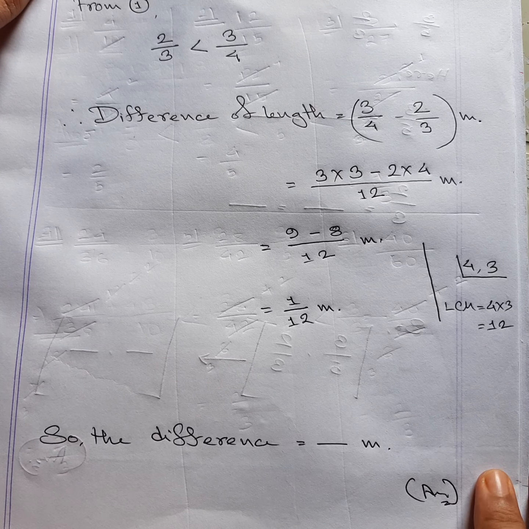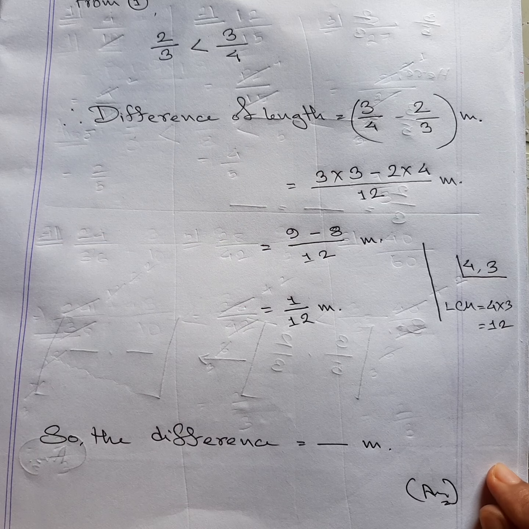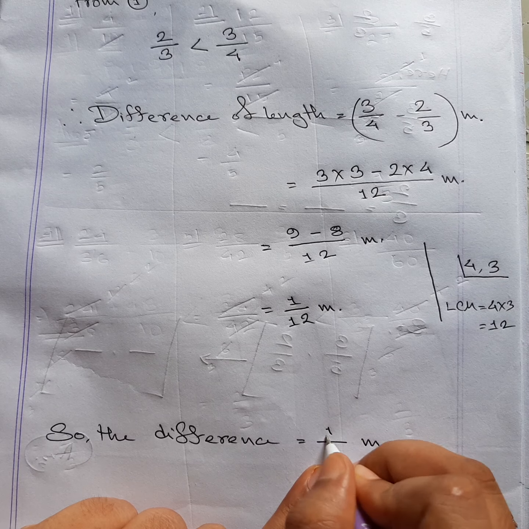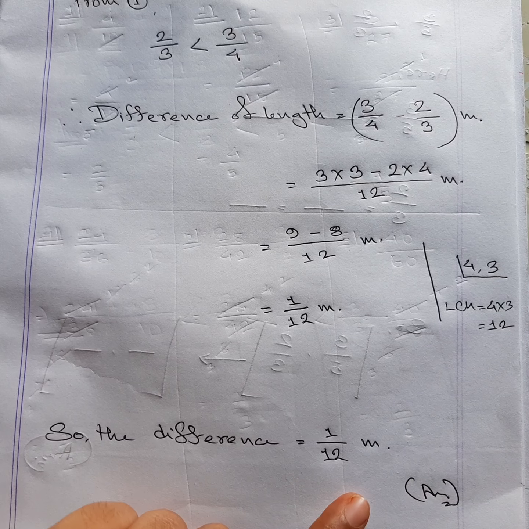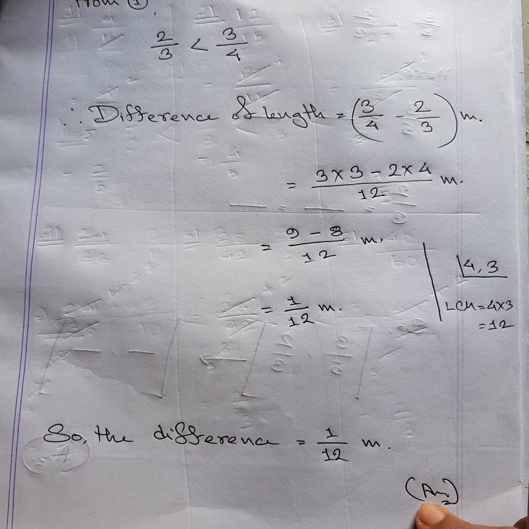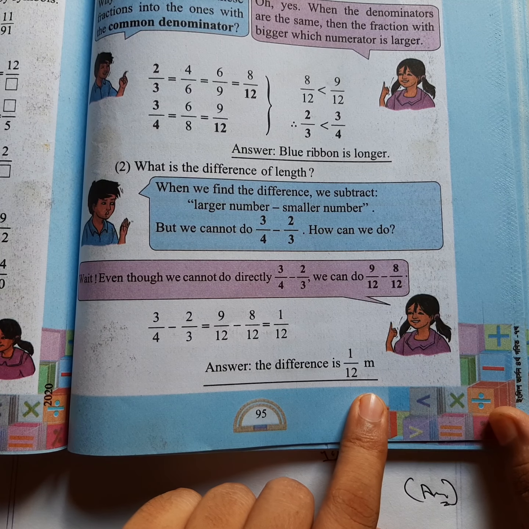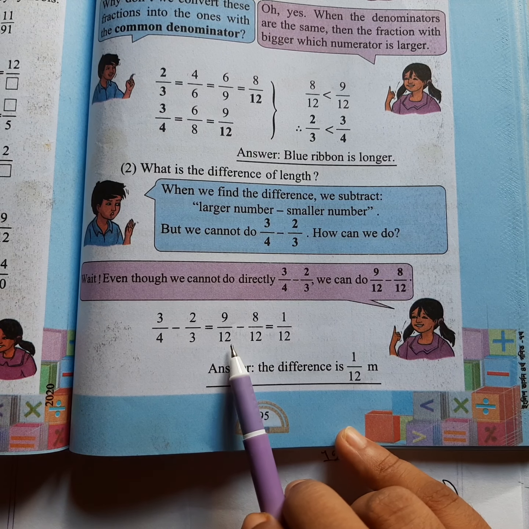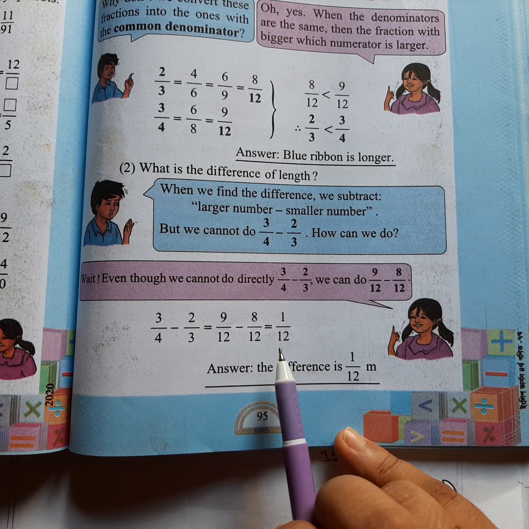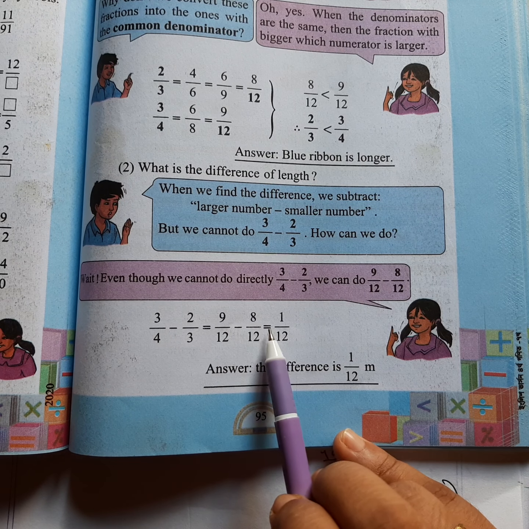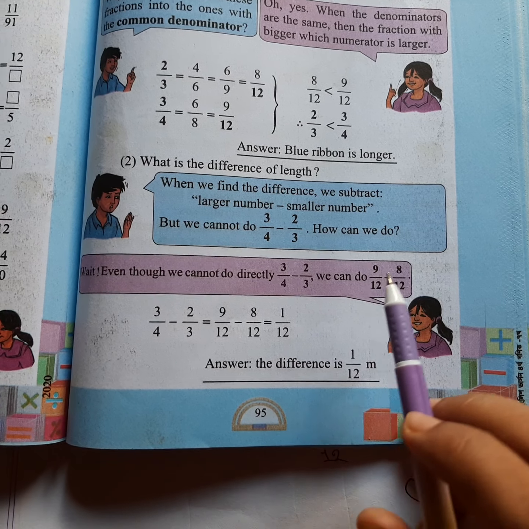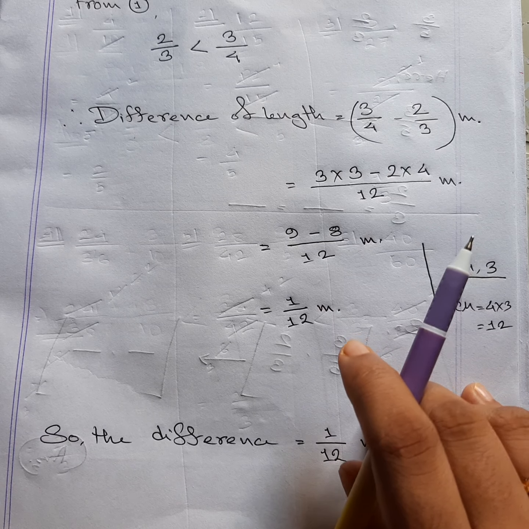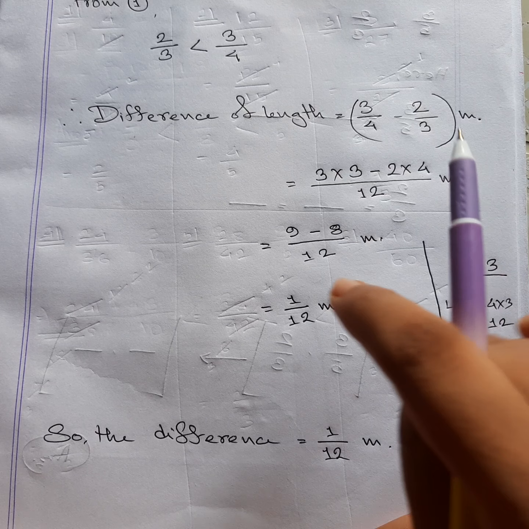Okay, now what we have found out, so we can say the difference of length, we have already written down. I am going to just write down, so the difference is 1 by 12 meter. This is your answer. You can see from here also, and you can also see that they have made the common denominator. They have converted to the common denominator, and just from 9 to 8 they have subtracted, and you get 1. Okay, but this is not the way we are going to do maths. When you get to the upper classes, we are definitely going to learn that part.